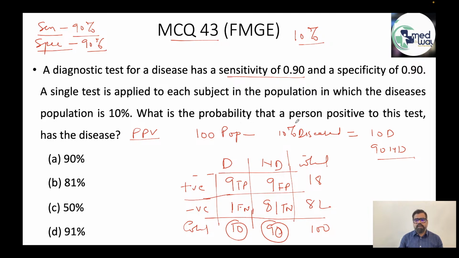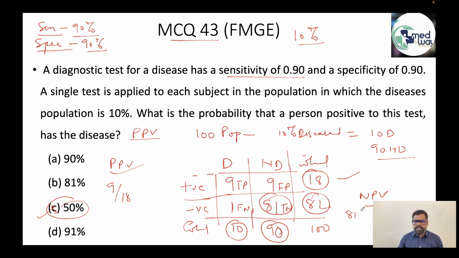Now what the question is asking is the probability that a person positive to this test has the disease. The total positives were 18. Out of this, 9 were true positives. So what is positive predictive value? 9 by 18. And when you take the percentage, it becomes 50%. So the answer is 50. So how do you explain positive predictive value? The capacity of the screening test to diagnose true positives out of total positives. Total positive was 18. Out of that, true positive was 9. So it is 9 by 18, 50% positive predictive value. What is negative predictive value here? The capacity of the screening test to correctly identify true negatives out of total negatives. So 81 by 82.